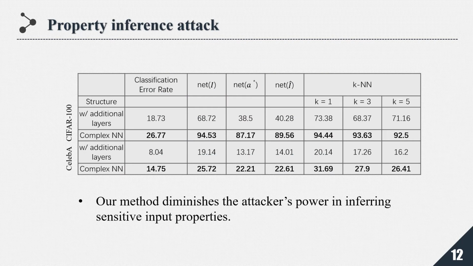Here, we provide more quantification results. We found that error rates of inference attacks on complex-valued neural networks were close to random selection on the CIFAR-100 dataset. Thus, complex-valued neural networks diminished the attacker's power in inferring input-sensitive properties and outperformed the baseline network.